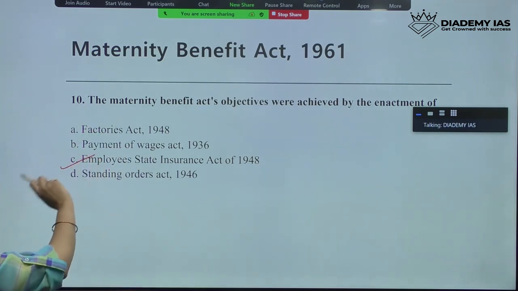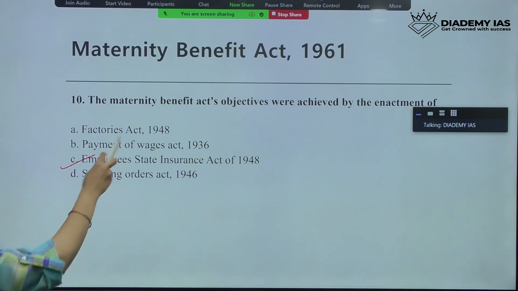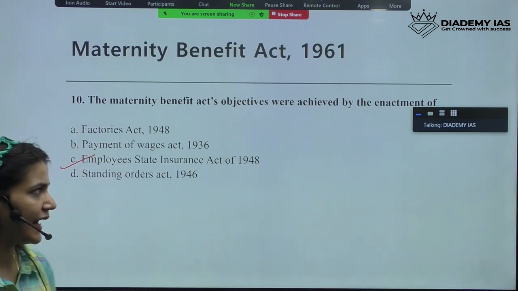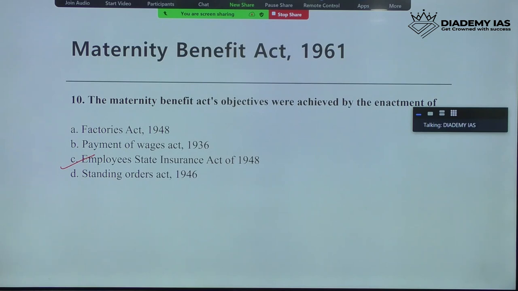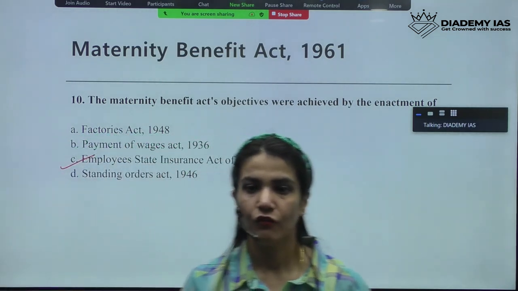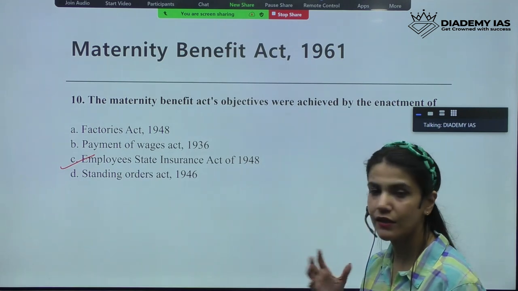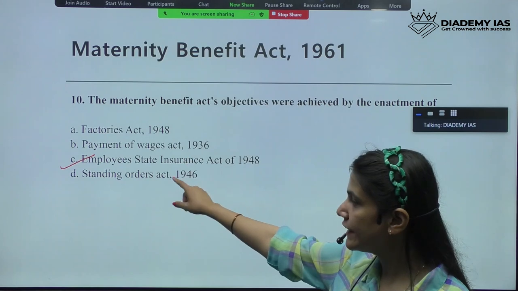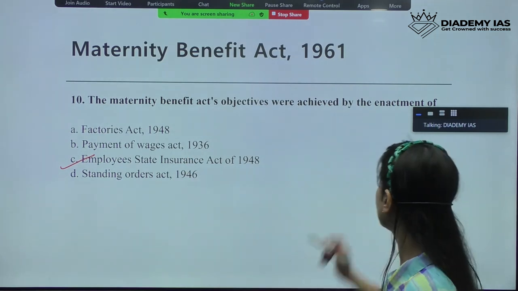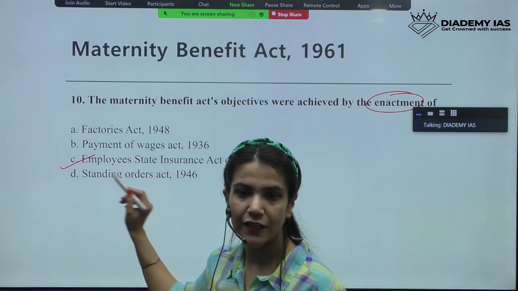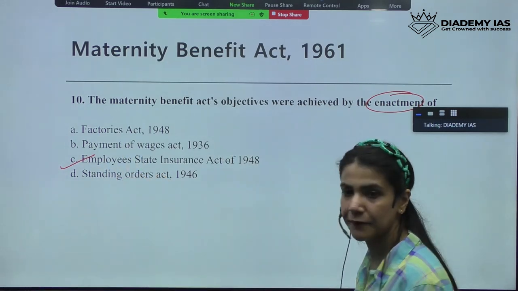So definitely option C. The Factories Act gives you certain guidelines, but it is not an enactment of that. The Payment of Wages Act is also just specifying little details for female workers, and the Standing Orders Act also is not much related in enactment. So when it talks specifically about the word enactment, be very clear that it is talking about the Employees State Insurance Act 1948, right?